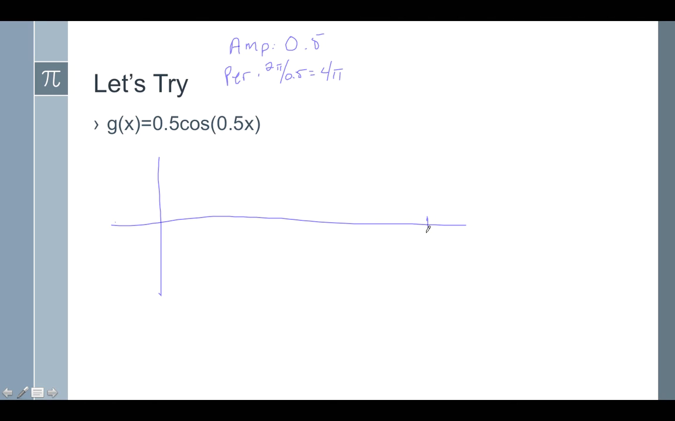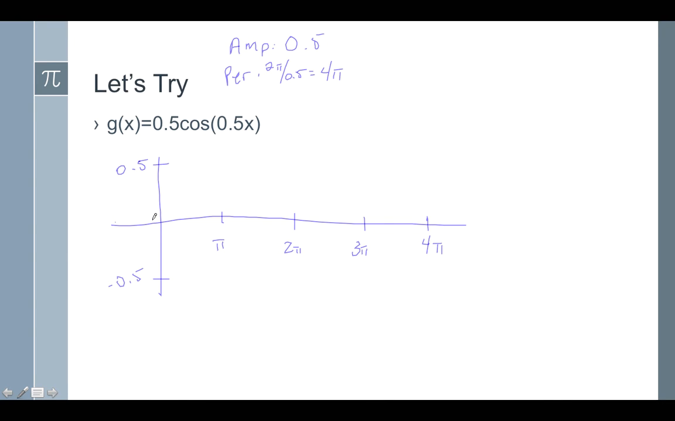But I need to go out to 4 pi here. I need to cut that in half to get 2 pi. Then I need to cut those halves in halves again and get 3 pi and 1 pi. And I need to know that my amplitude is 0.5 and the other direction of -0.5. And now I have everything I need in order to graph.